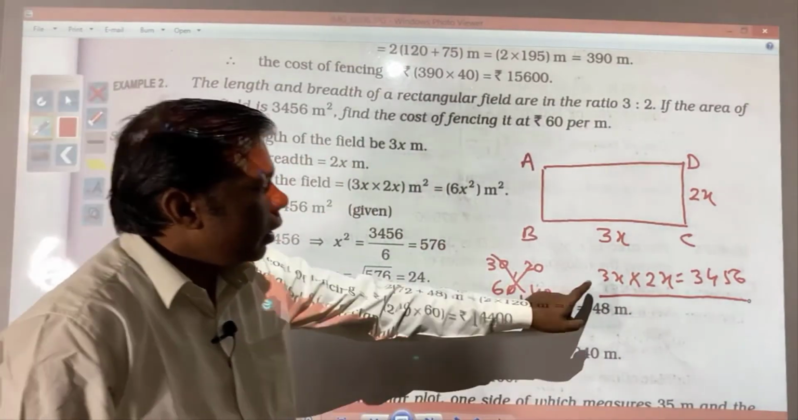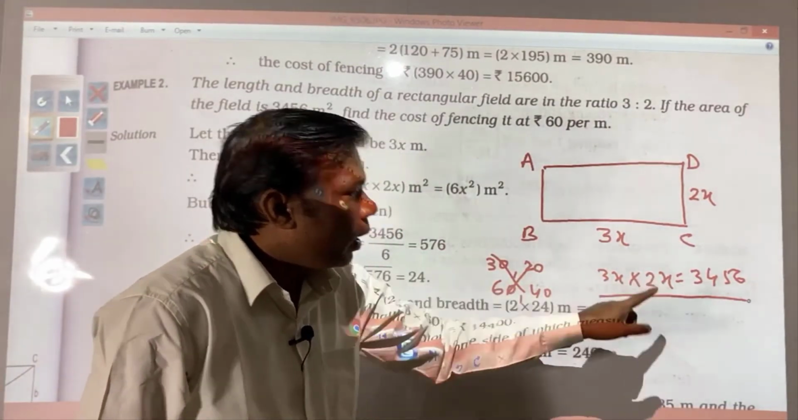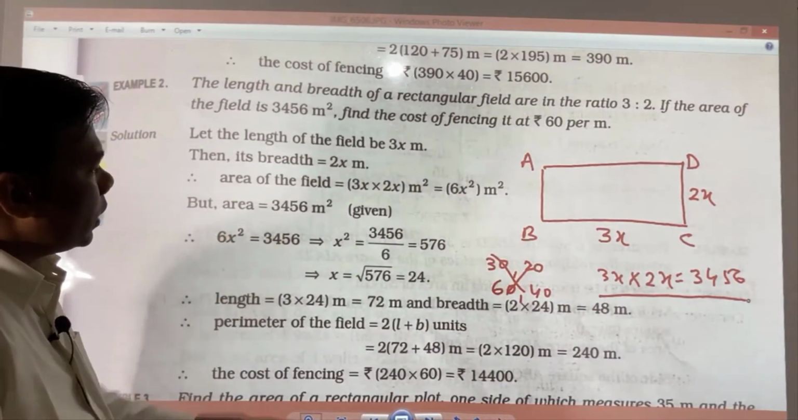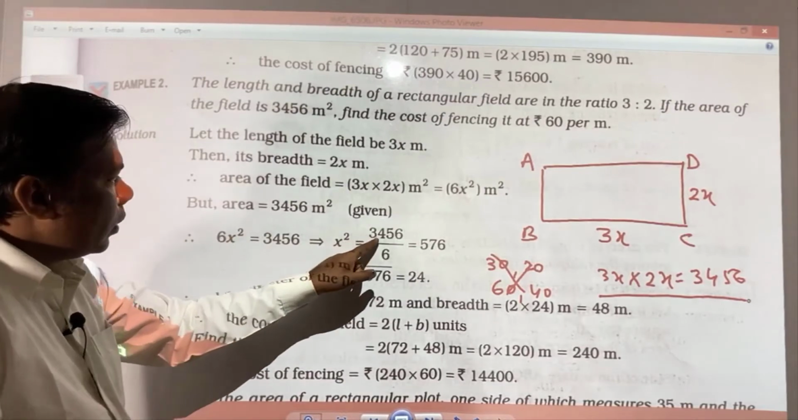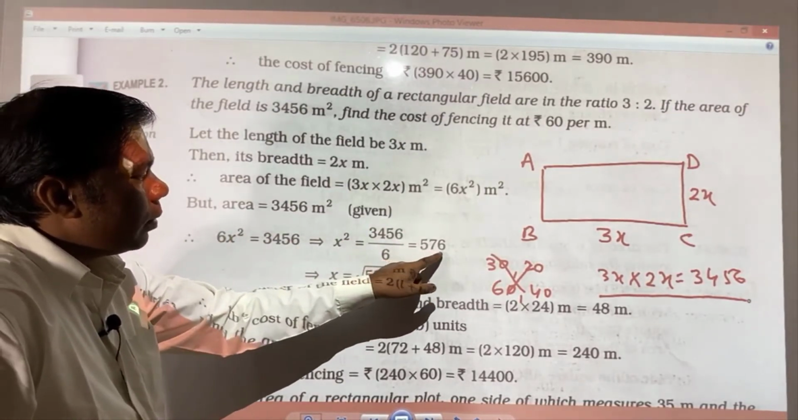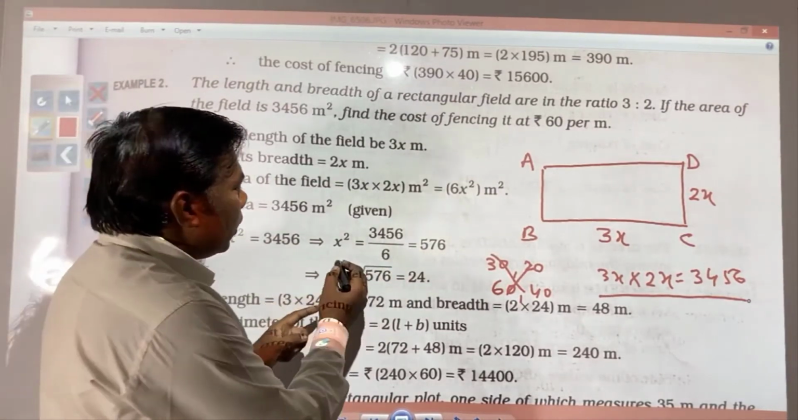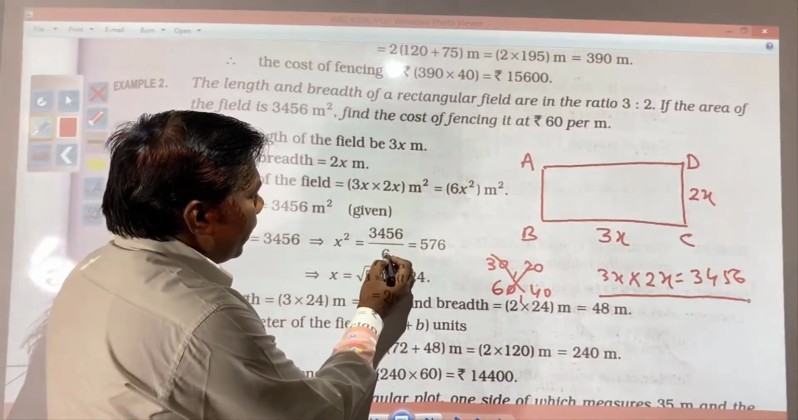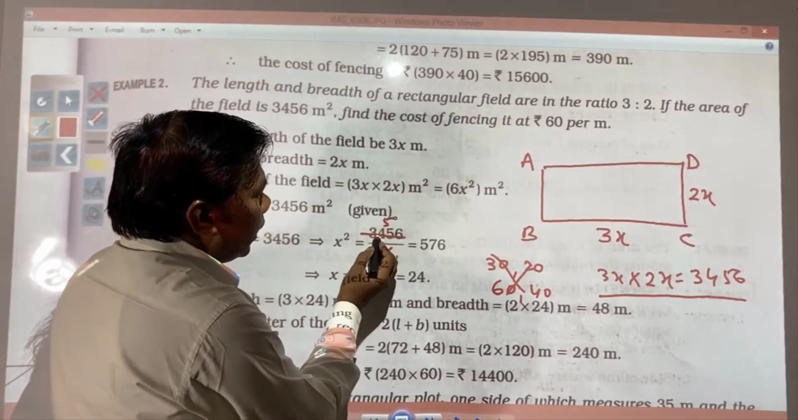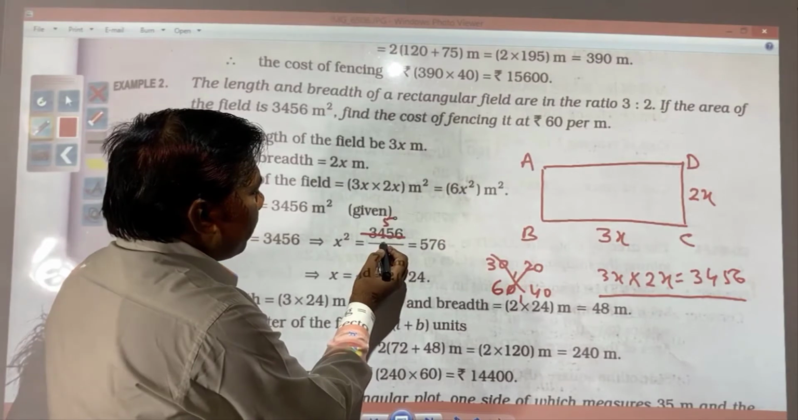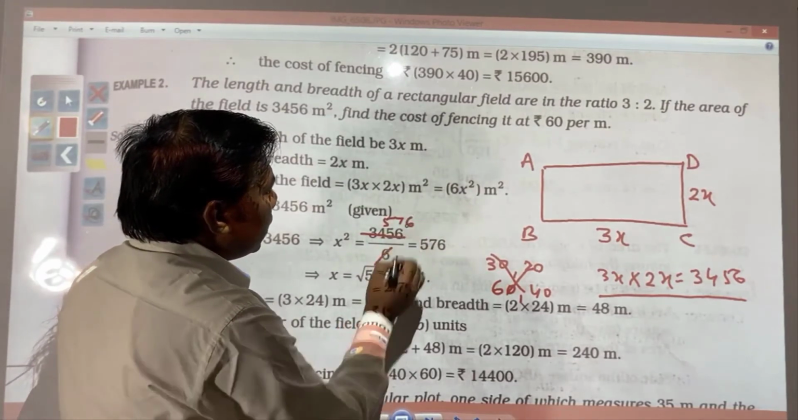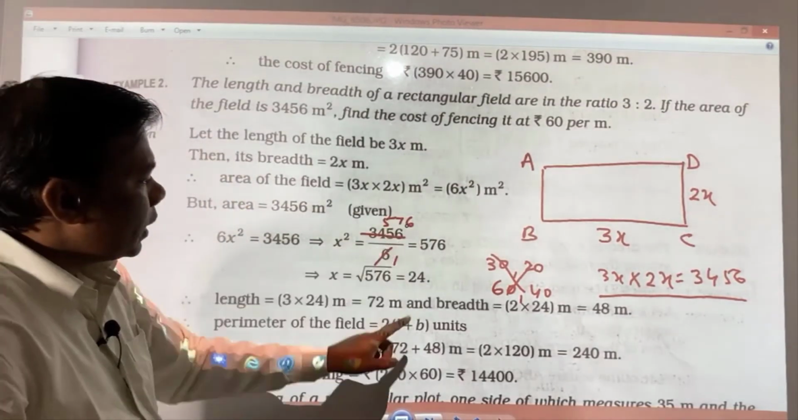This you simplify. How will you simplify? 3 into 2 is 6, so 6x square is equal to this. x square will be 3,456 divided by 6. Here you see: 6 1 is 6, 6 5 is 30, 6 7 is 42, and again 6 6 is 36. So you have got 576.